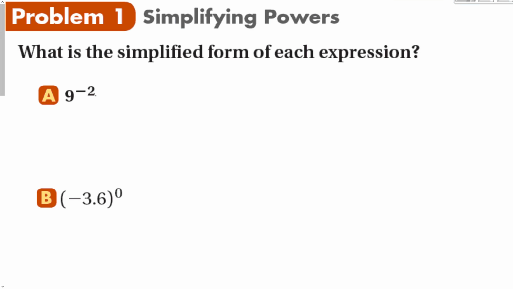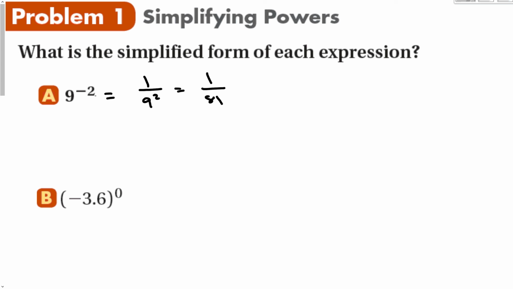Okay, so what is the simplified form of each expression? So if I see a negative exponent, I change it to a fraction. So this becomes 1 over 9 squared. Now I can evaluate 9 squared, which is 9 times 9, which is 81.